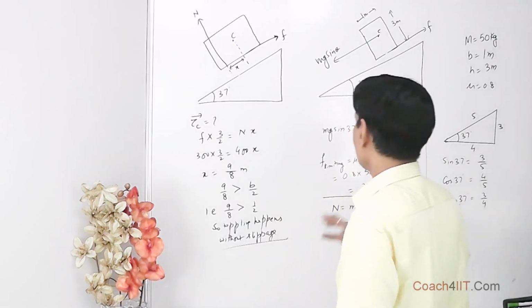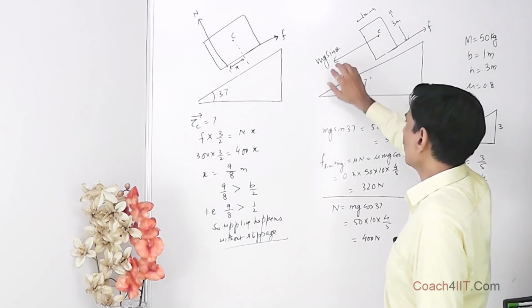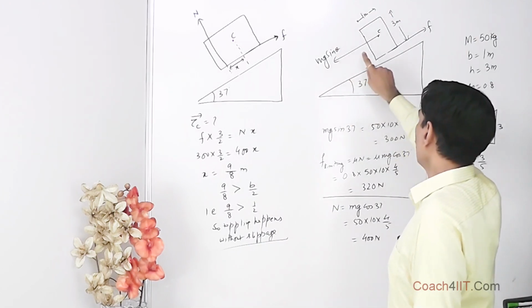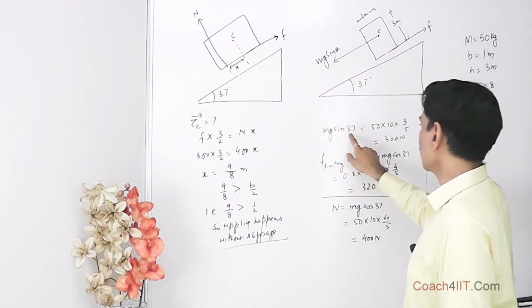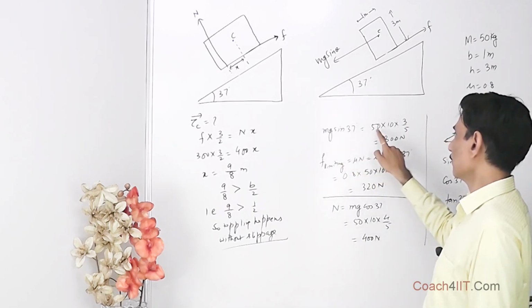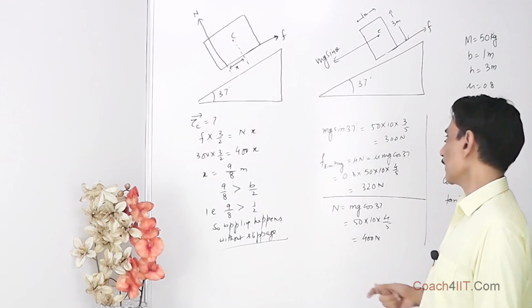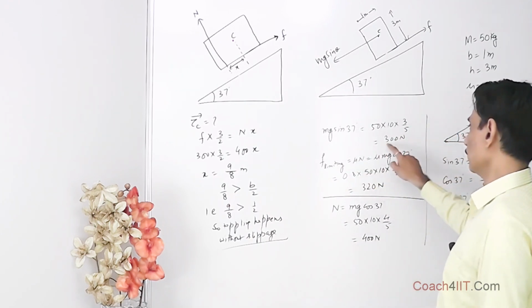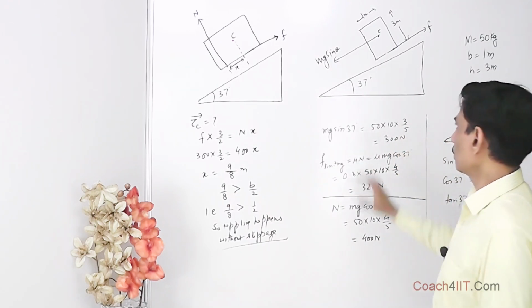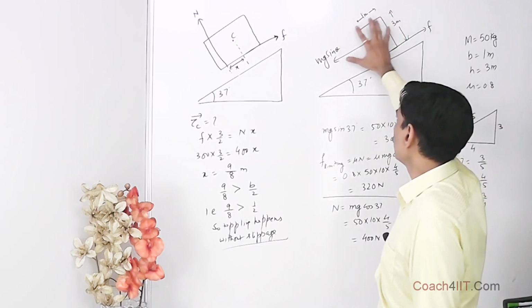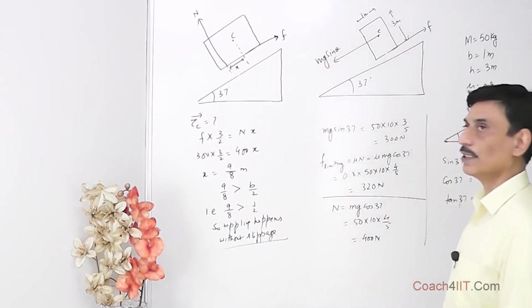Let's find the force which is trying to move it this way, mg sine theta, and the limiting value of friction force. Mg sine 37, if you put the values, m is 50 kg, g we are taking as 10 meter per second square only for ease of calculations. Sine 37 is 3 by 5, so this comes out to be 300 Newton. So this way the force which is trying to move it is 300 Newton.